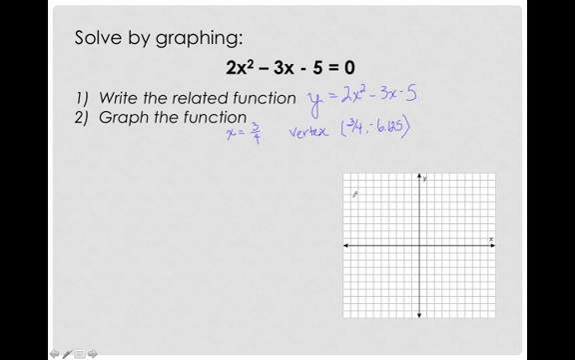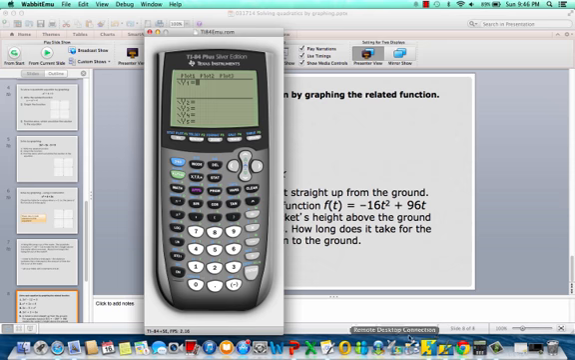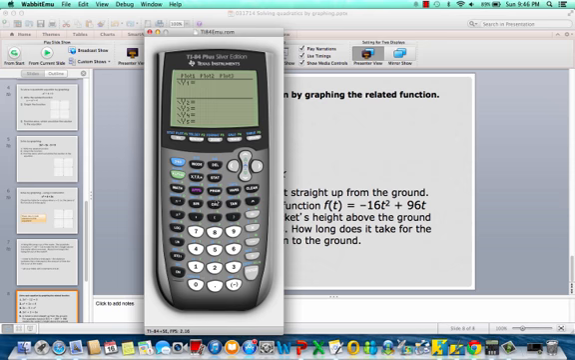So let's go ahead and grab our calculators to graph this properly and find the zeros, which will be the solution to this quadratic. So our goal, of course, is to find the zeros. I'm going to use my calculator, and in class I can show you how to download this emulator, but I'm going to plug my equation into my y equals. I've got 2x squared minus 3x minus 5.